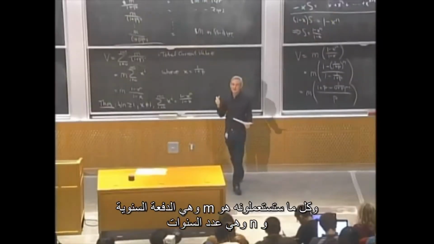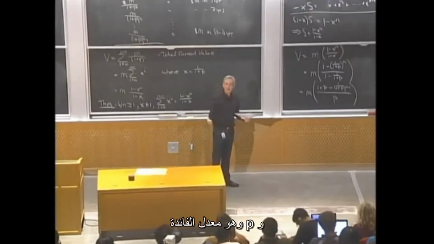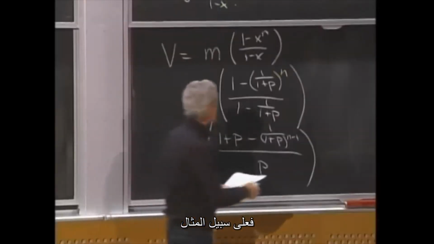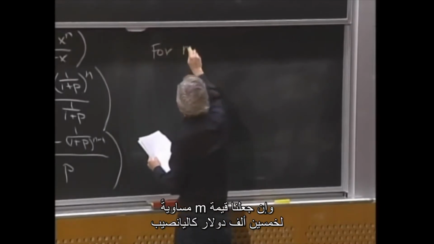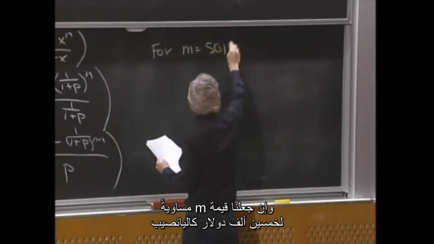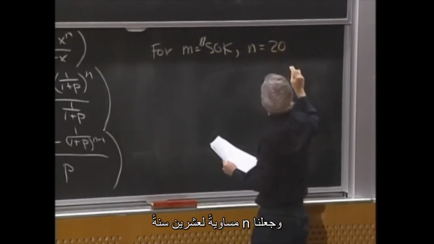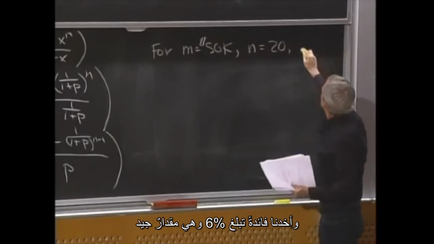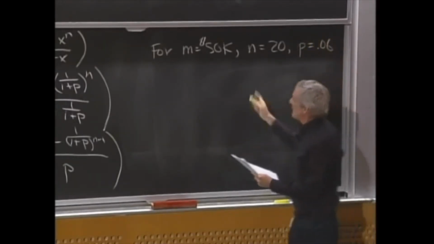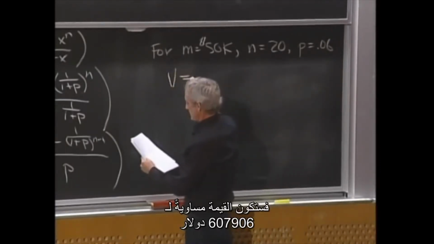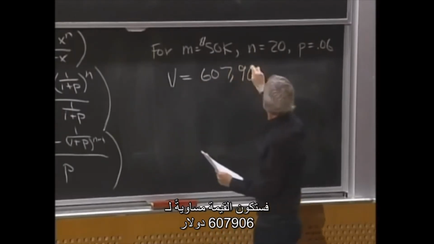All we've got to plug in is m, the payment every year, the number of years n, and then p, the interest rate. And so, for example, if we made m be $50,000, as in the lottery, we made n be 20 years, and say we took 6% interest, which is actually very good these days, and I plug those in here, the value is going to be $607,906.